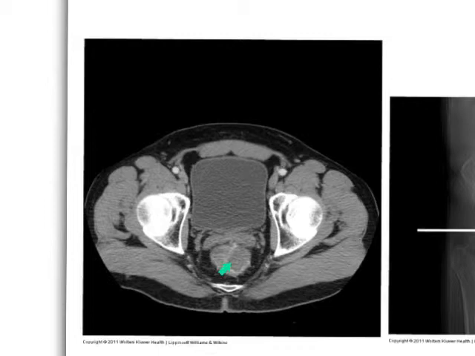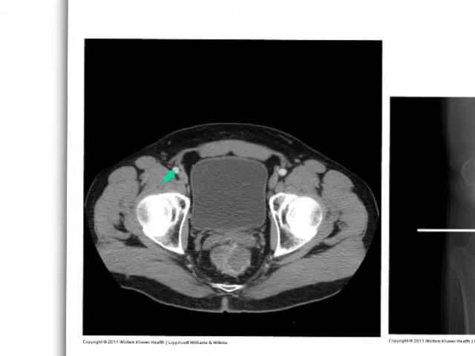Right here we have the rectum. This bony structure here is the coccyx. This bony structure here is the ischium. Right here and right here we have the femoral head. So this is the patient's left femoral head. Right here, and right here are the pubis bones.